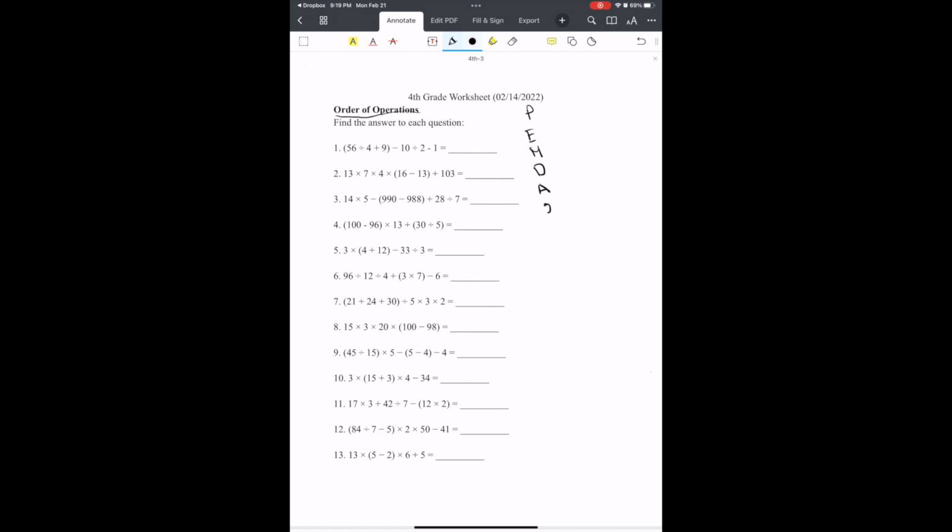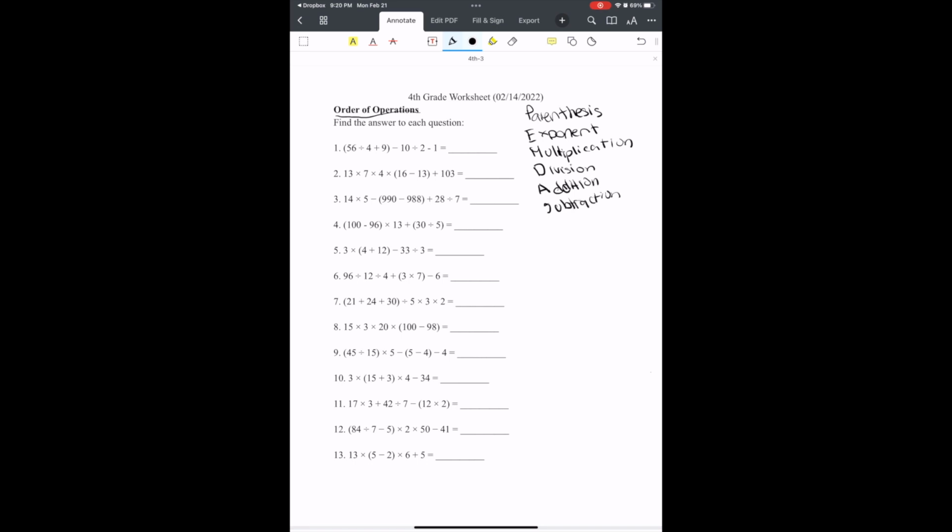P-E-M-D-A-S. P is for parentheses. E is for exponent. M is for multiplication. D is for division. A is for addition. And S is for subtraction.